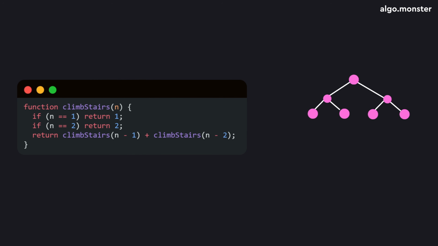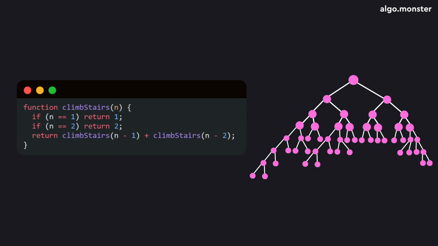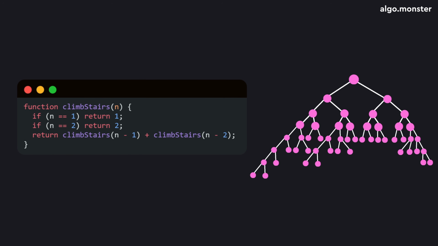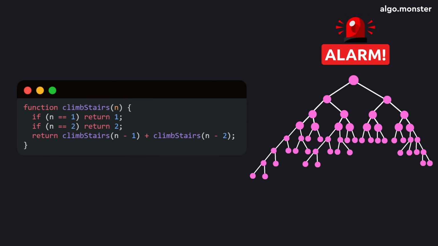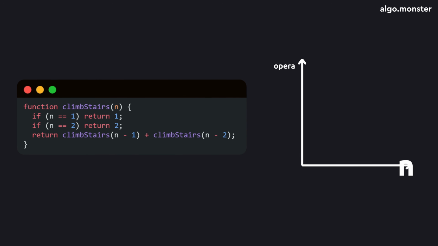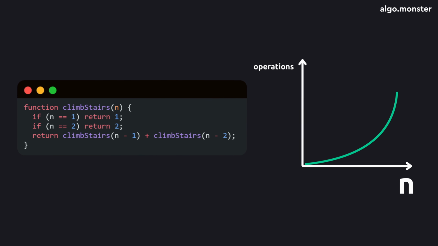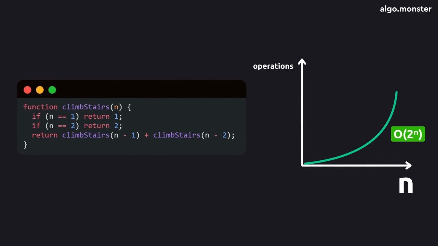As n gets bigger, the recursion tree grows larger and larger, and the number of these repeated calculations explodes. And this leads to the most important point. The number of recursive calls grows extremely fast. In fact, the time complexity here is O of 2 to the power of n. That means that even for n=30, we already end up doing about 1 billion repeated computations.